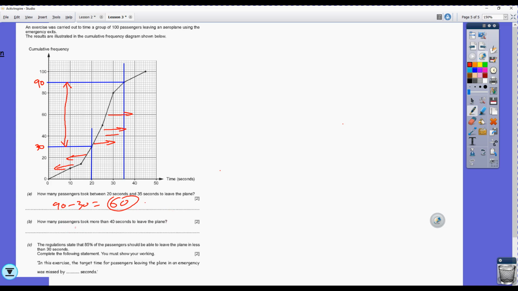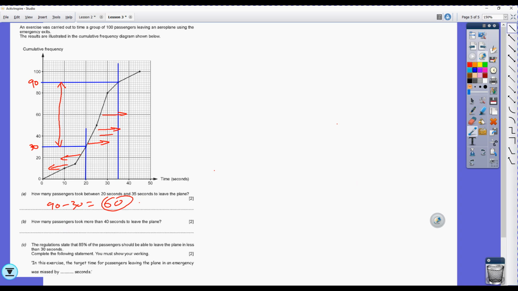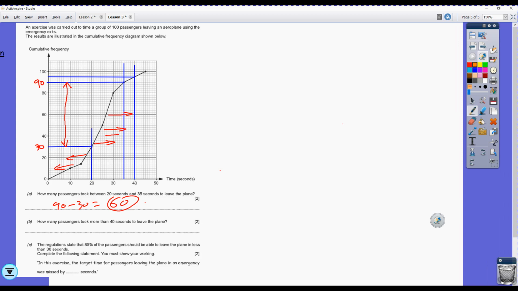How many passengers took more than 40 seconds to leave the plane? Well, to do that, we can go up at 40. So there we go. So we can see that the graph is going up in twos this time. So that's going to be 90, 92, 94, 95 I get.